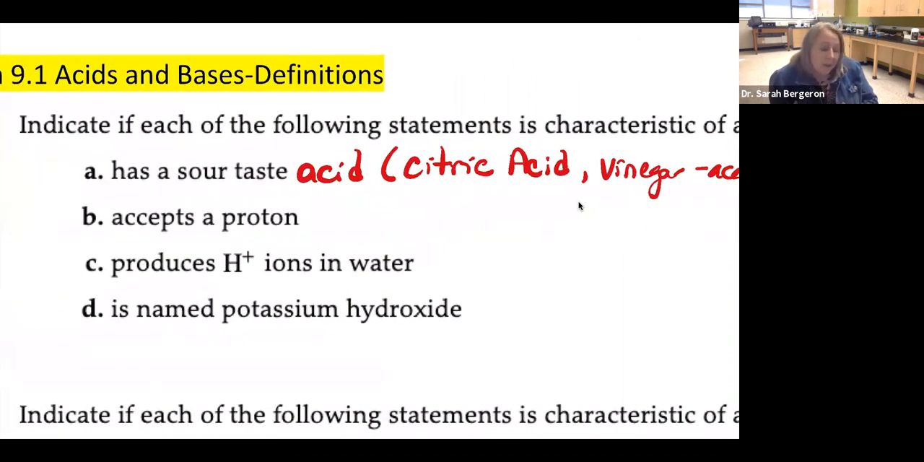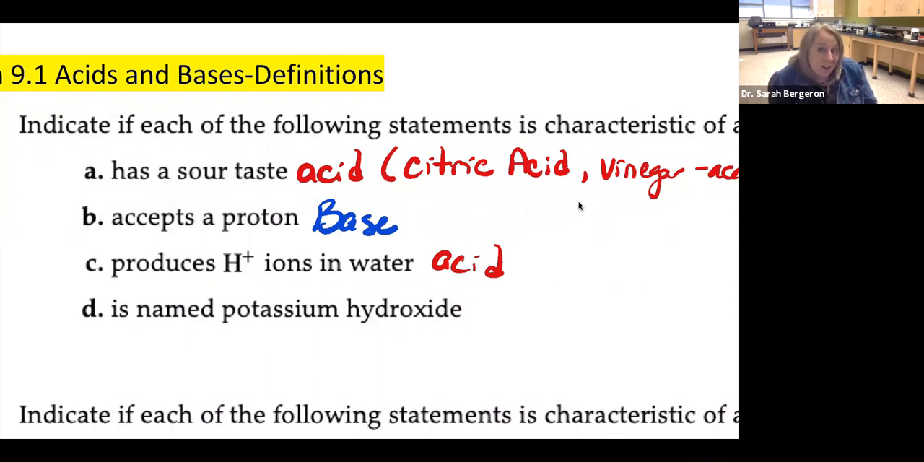Okay, accepts a proton. What accepts a proton? That would be a base. A base by definition accepts a proton. Produces hydrogen ions in water. So if I put something in water and it produces hydrogen ions like HCl, right, makes H plus and Cl minus, well, that must be an acid. Okay, is named potassium hydroxide.